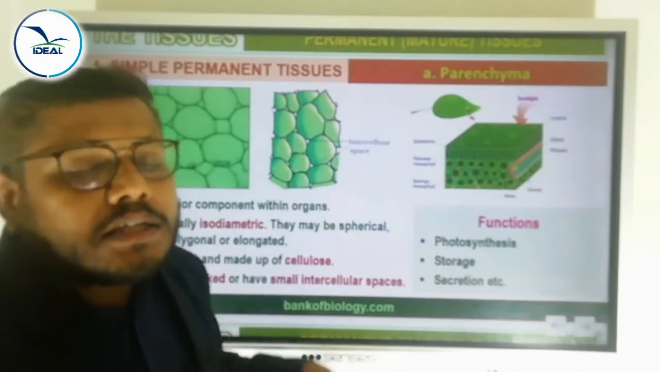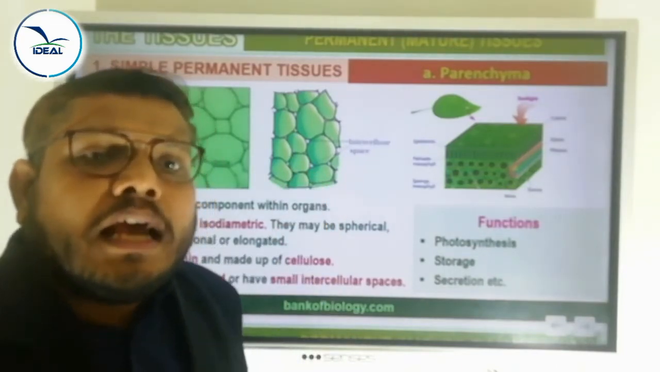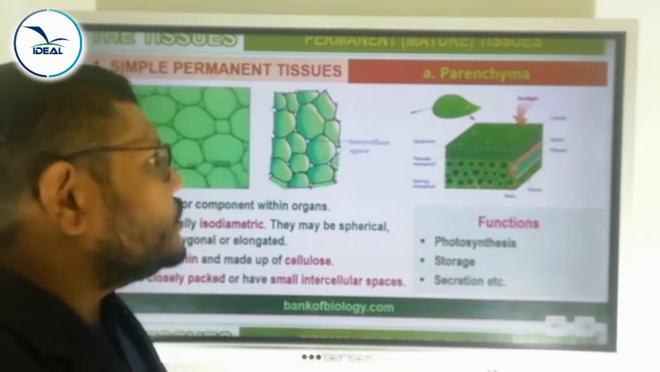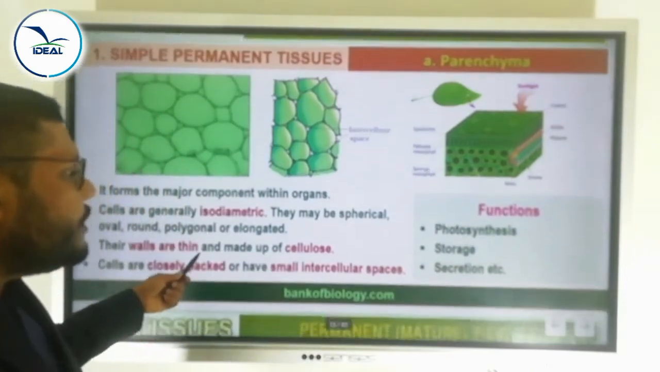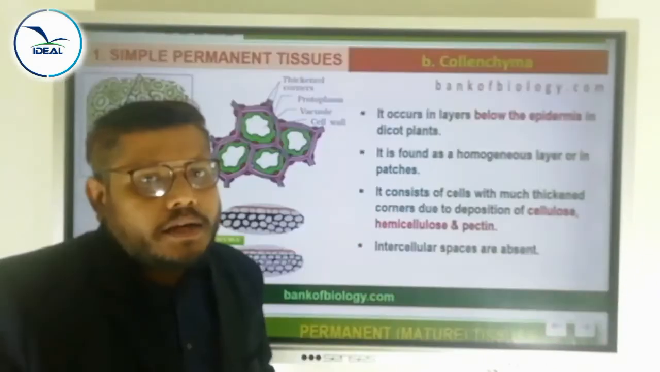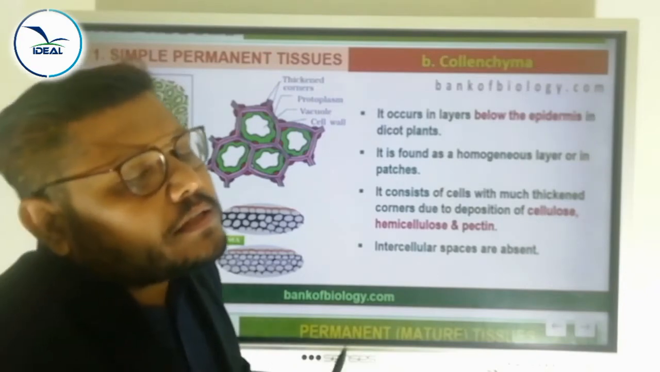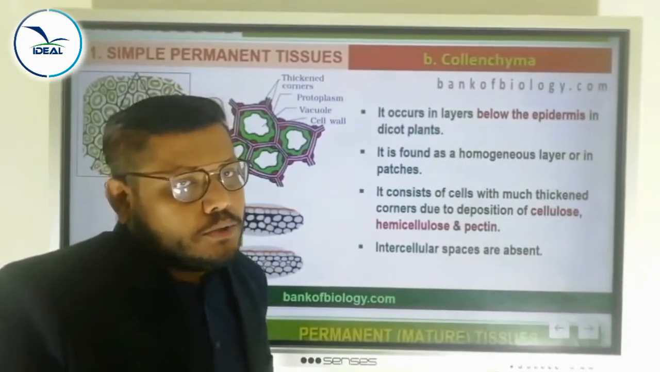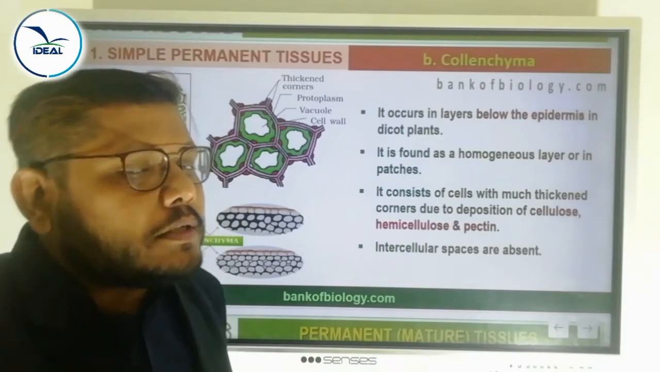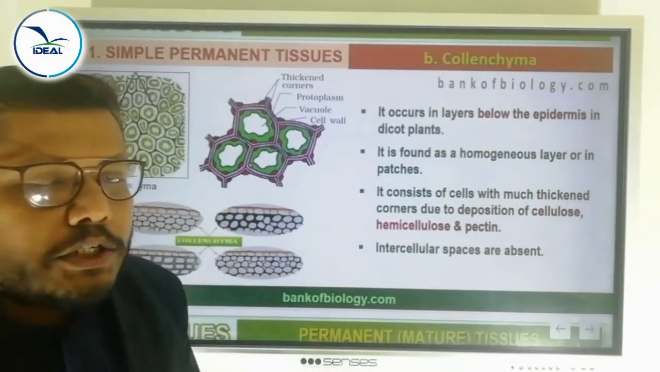What are the functions of parenchyma cells? Photosynthesis, storage and secretion. So these are the functions performed by which type of cells? Parenchyma cells. Next one, collenchyma cells. This type of cell is a living simple permanent tissue. Parenchyma is also a living simple permanent tissue. Collenchyma is also a living simple permanent tissue.